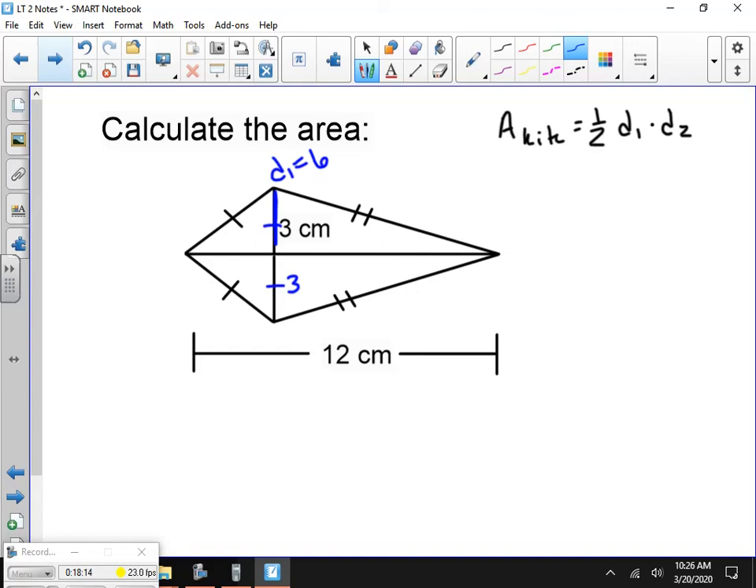So over here, I put in my diagonal 1, which is 6. Put in my diagonal 2, which is 12. And I multiply all of that together. When I do that, I get 36. And it does have centimeters here, so it's centimeters squared. All right, and that's how I find areas of trapezoids, kites, and rhombus.